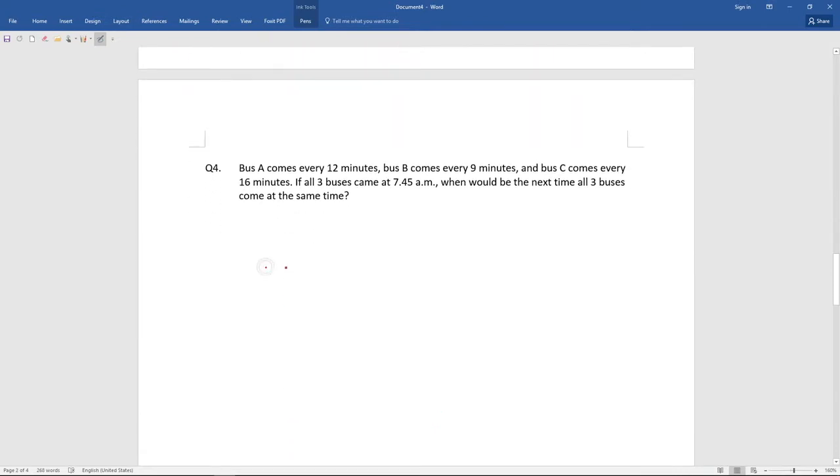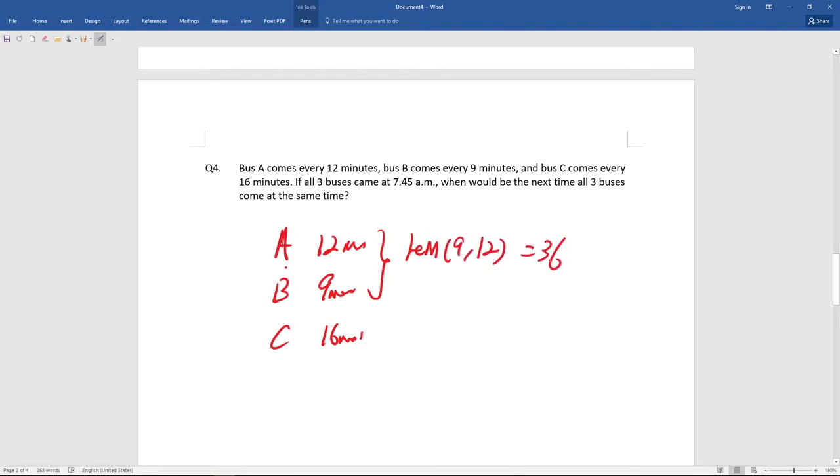Question 5. We know that bus A comes every 12 minutes, bus B comes every 9 minutes, while bus C comes every 16 minutes. So let's compare bus A and bus B. Since the lowest common multiple of 9 and 12 is equal to 36, this means that bus A and B would meet every 36 minutes.